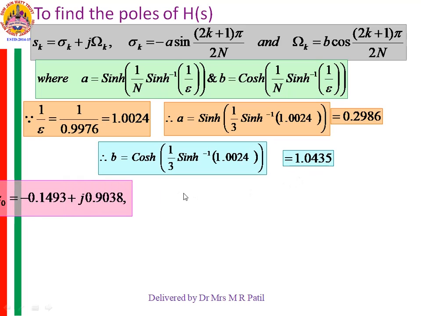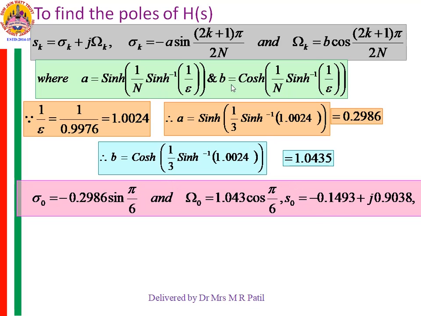So now to find the pole location in this equation, we have to substitute this value of a, and for omega_k we have to substitute the value of b. So sigma_0 is equal to minus a, which is minus 0.2986, times sine of (2k plus 1) pi by 2n. If you substitute k equal to 0, you will get sine of pi by 6. So sine pi by 6, and omega_0 is equal to, now you have got 0.9 or 1, whatever you have got, you use that, times cos pi by 6.